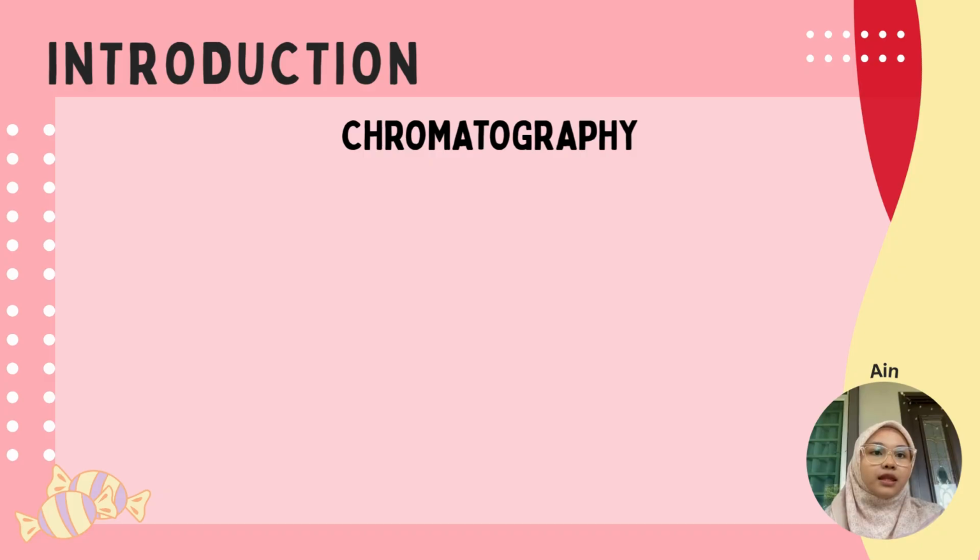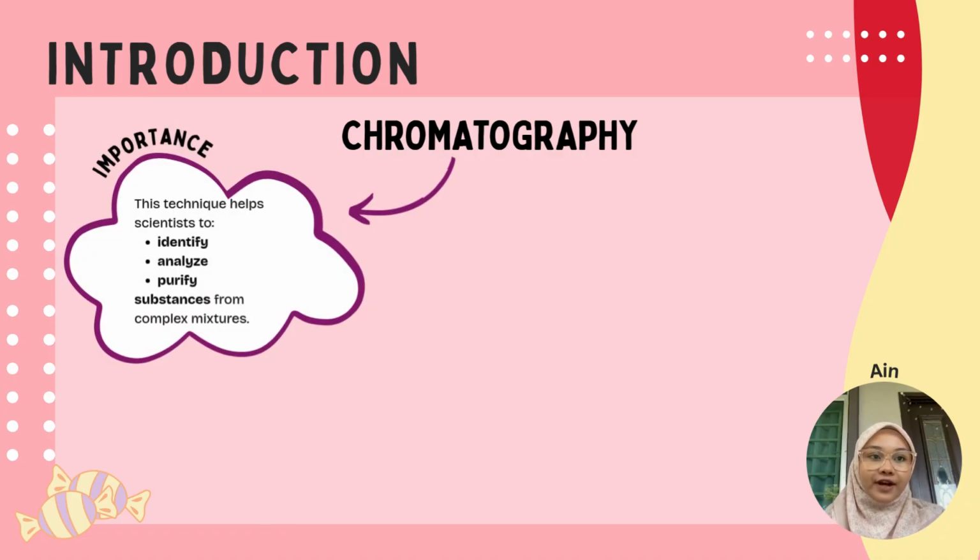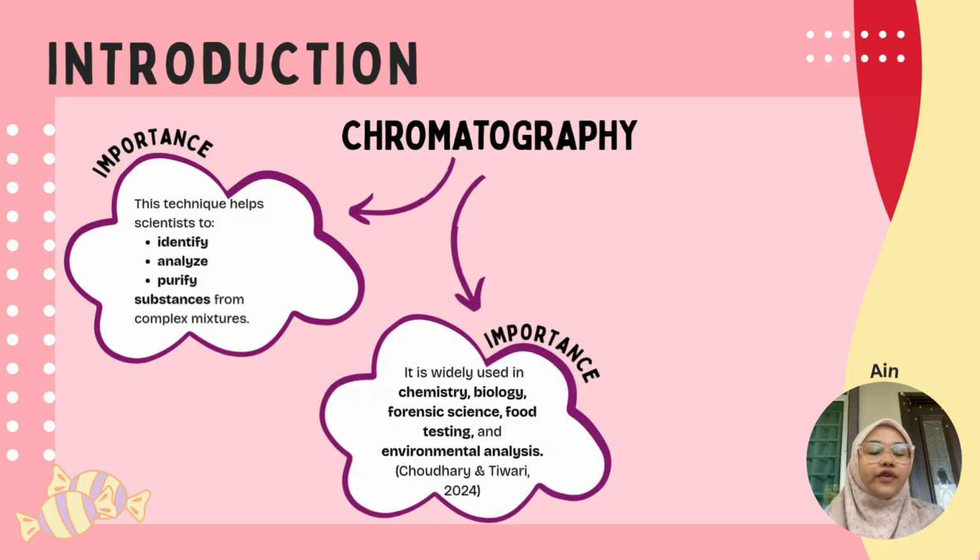Next, importance and types of chromatography. Chromatography plays a crucial role in many fields. It helps scientists to identify, analyze, and purify substances from complex mixtures. This technique is extensively used in chemistry, biology, forensic science, food testing, and environmental analysis.